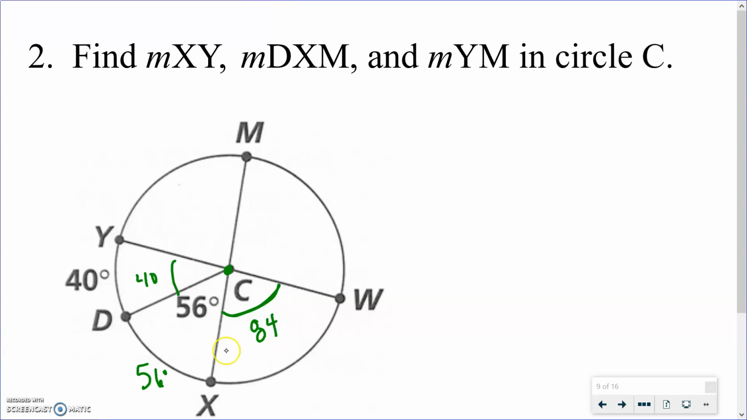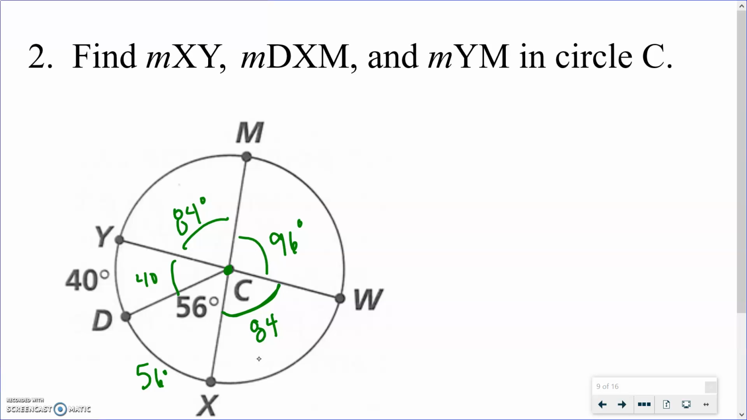Okay. And then this line here and this line here create vertical angles. So we know this is also 84 degrees. And then we know that this one here would be 96. You can either do that by adding these 2 together and finding vertical angles that way, or doing 180 minus 84 again to get 96.